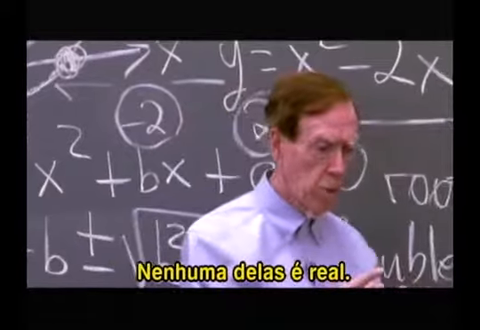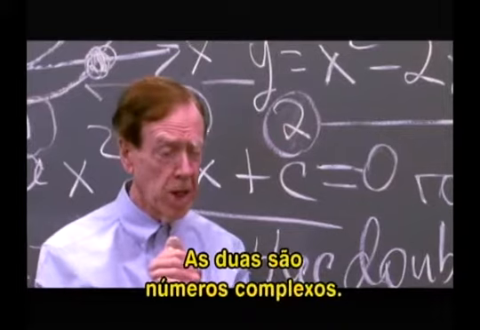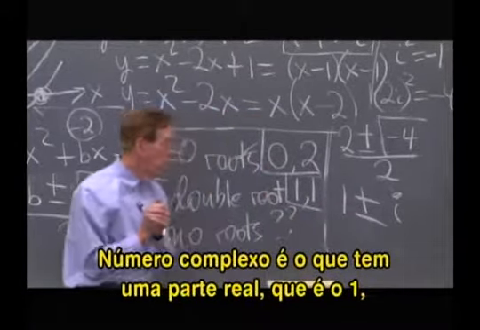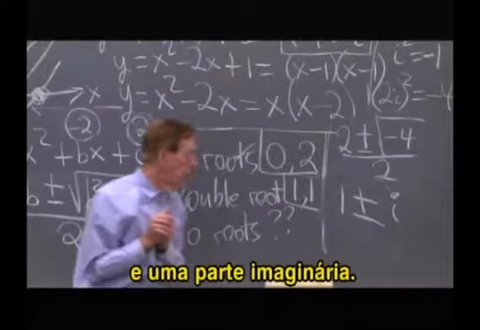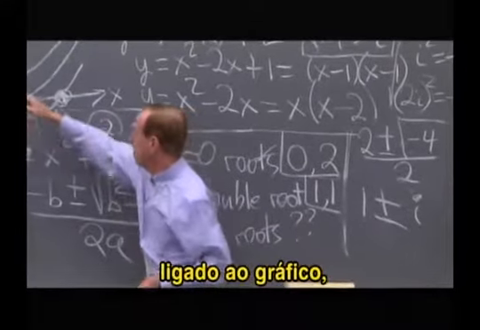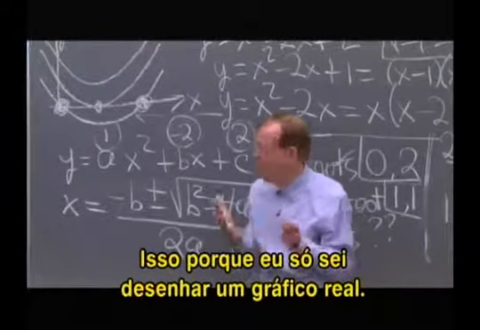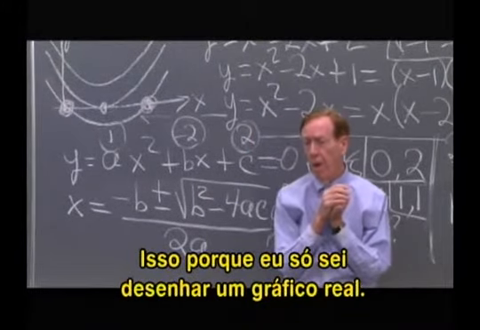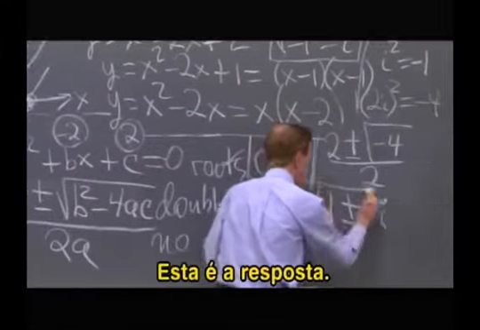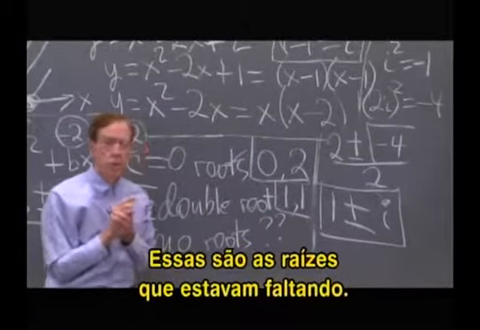Neither one is real, but they're both complex numbers is what I should say. A complex number is a number that has a real part, the 1, and it has an imaginary part. And here we get an example with both, and it connects to the picture when the curve doesn't actually cross the x-axis, and that's because I only knew how to draw a real picture. Okay, so that's the answer. Those are the missing 2 roots that we were looking for.